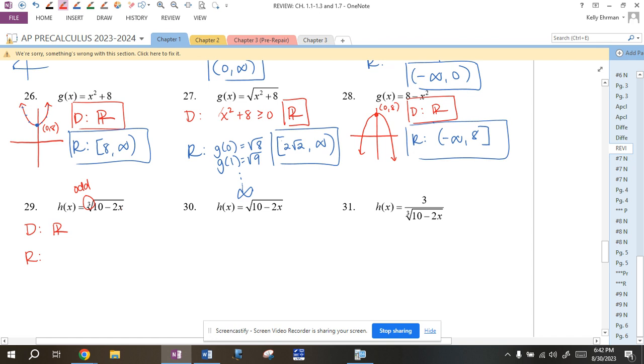If I plug in 5 for x, I get 0. If I plug in huge numbers for x, I get negatives. If I plug in negative numbers for x, I get positives. So the range is all reals as well.